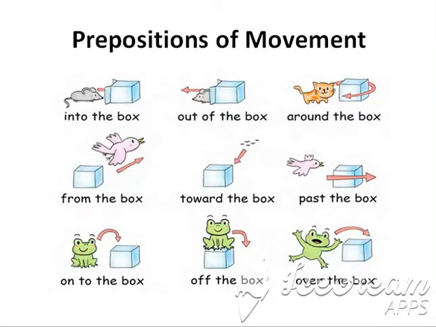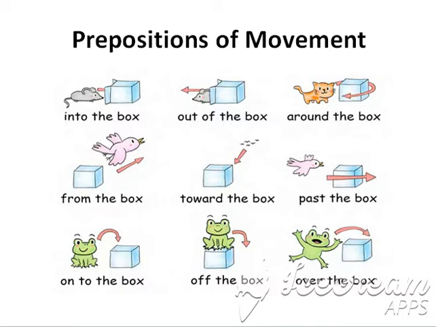Now let's see prepositions related to movement. Here in the very first picture you can see a rat and a box. The rat is running into the box. Into the box means it's going inside that box. In the next picture you can see the rat is coming out of the box. So here out of and into are prepositions that are related to movement.